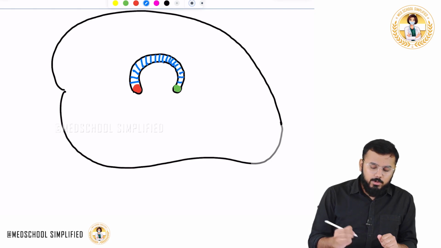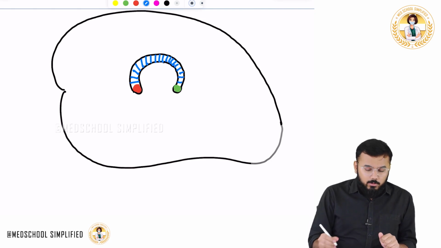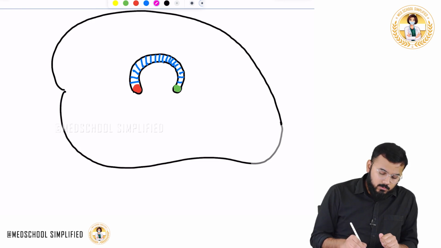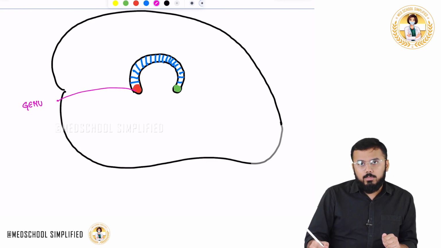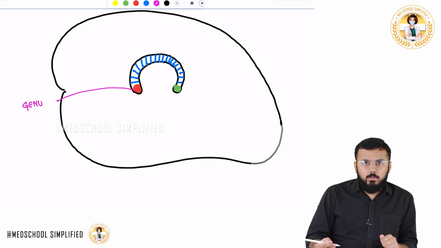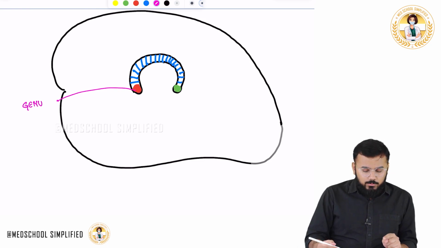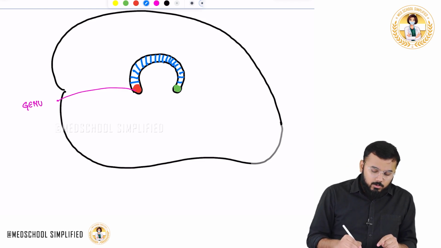So there are three important parts. This red color one is called the genu of corpus callosum. Let me write it down. So this one over here is called your genu of corpus callosum. The green one is called your splenium of corpus callosum, and the remaining part is called the body of corpus callosum.